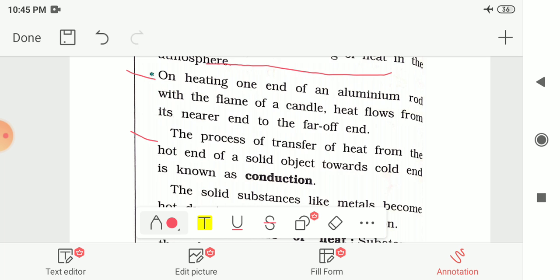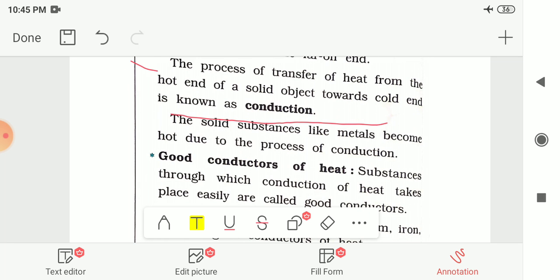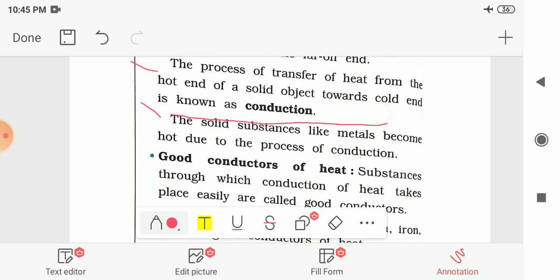The process of transfer of heat from the hot end of a solid object towards the cold end is known as conduction. This is the first mode of transfer of heat, conduction, and in solid objects heat transfer takes place by this mode. Solid substances like metals become hot due to this process of conduction.